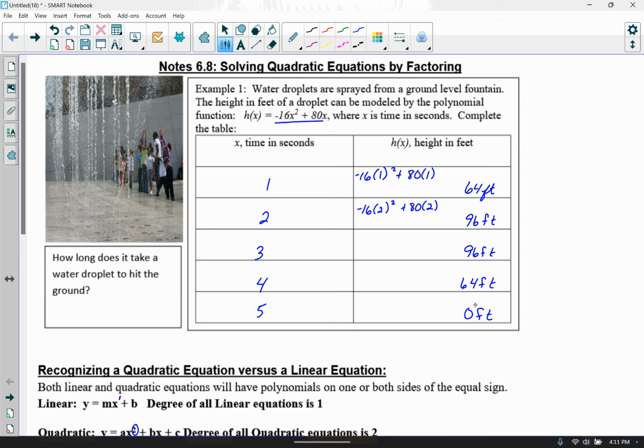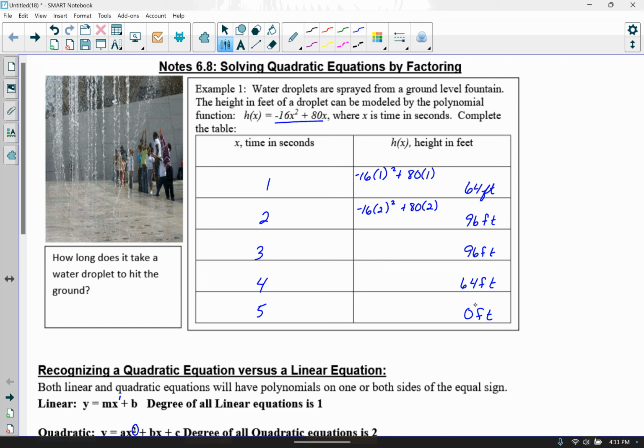We know that it started at the ground, so at time 0 it was at the ground. 1 second later it was at 64 feet. At 2 seconds it was at 96 feet. At 3 seconds it was also at 96 feet. At 4 seconds it was back down to 64. And then at 5 seconds back down to the ground. So the trajectory of this water droplet looks something like this.